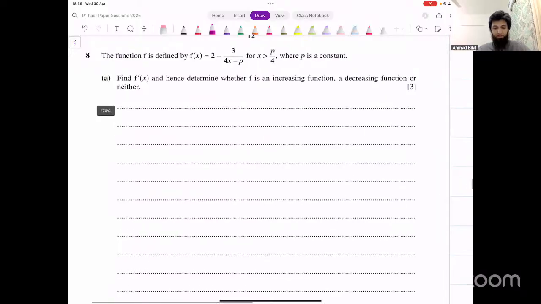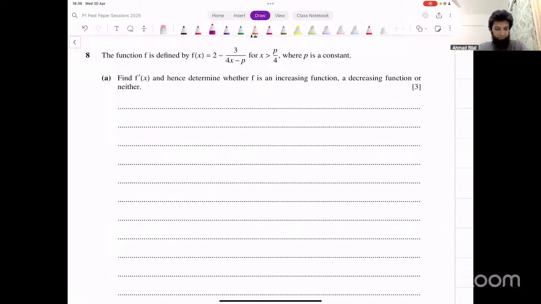Okay, let's try this now. It's a functions question now. The function f is defined by f of x equals 2 minus 3 over 4x minus p for x greater than p over 4. Find f dash of x, that means the derivative of f, and hence determine whether f is an increasing function, a decreasing function, or neither.